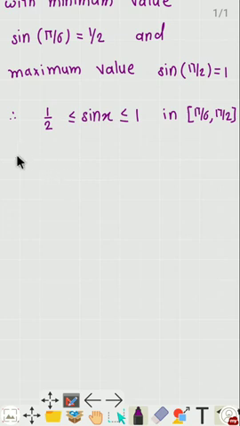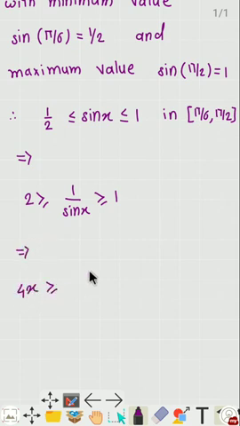If I take the reciprocal, then we will have the reverse in the inequalities. 1 upon sin x will be less than or equal to 2 and greater than or equal to 1. Now just multiply by 2x, and we get 4x greater than or equal to 2x divided by sin x, which is greater than or equal to 2x.